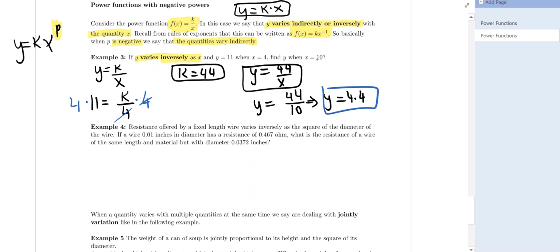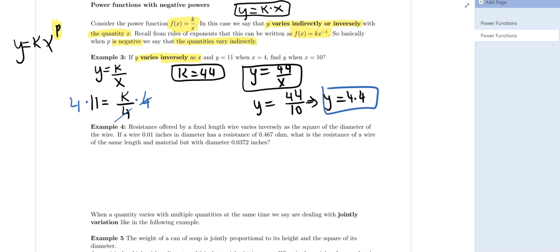So write down the formula. As soon as you are told that you're working with inverse variation, you write down the formula and then what's given, and then solve for what is not given. So let's look at another example.